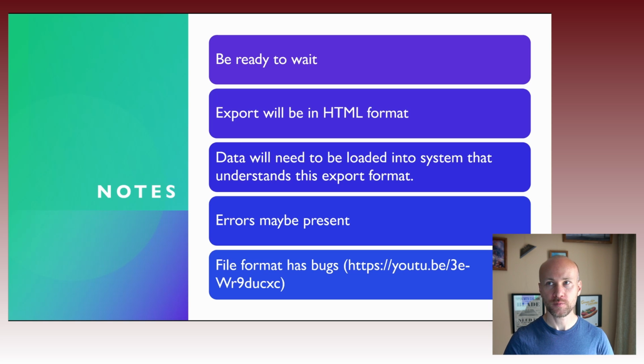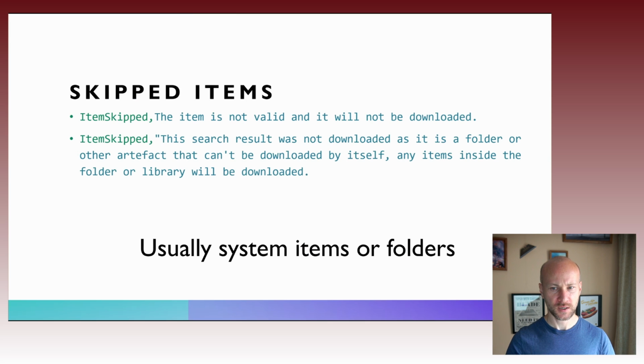So this file format is not as good as PST. PST gives you more metadata inside and better information. This feels like it needs a little bit more work by Microsoft. So this is the errors that I've seen. Items skipped. Usually they were either folders or some kind of system items. So not a big deal, but you do want to check the error log to make sure you're not missing any data.